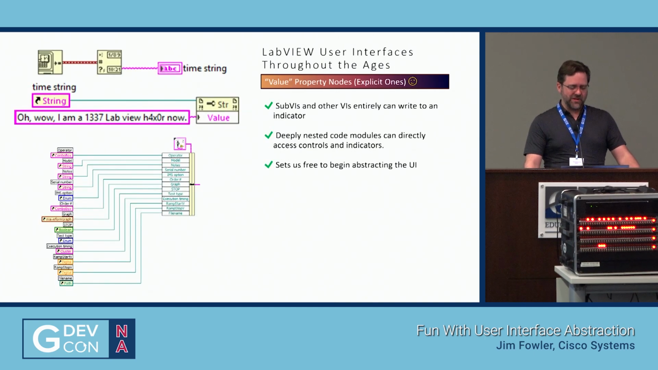All right, so now we're elite. We have property nodes, explicit ones. Now we have the ability in sub-VIs or other VIs entirely to write to an indicator. We could deeply nest modules that can directly access code, controls and indicators, and it sets us free to begin abstracting the UI.